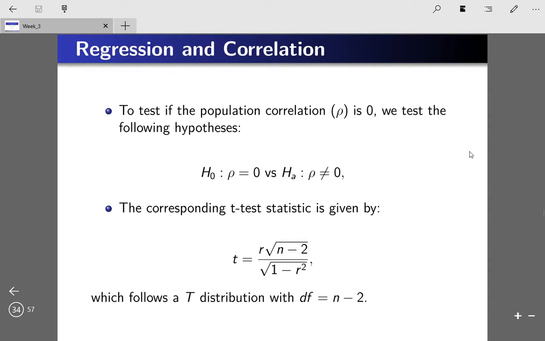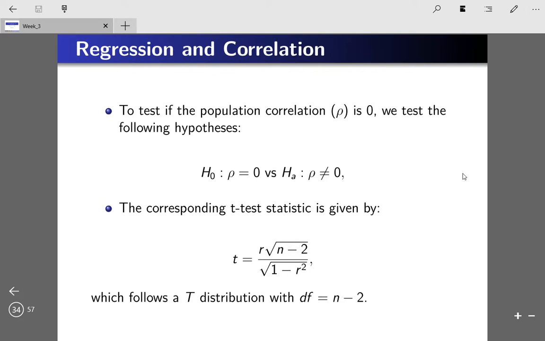So we talked about some different hypothesis tests that we can do last time regarding the slope and the overall model. Now, a third hypothesis test that we can do is testing if the population correlation coefficient is 0 or not. And specifically, we test the following hypotheses. So we have the null hypothesis that the true correlation is 0, and the alternative hypothesis that the true correlation is different from 0.